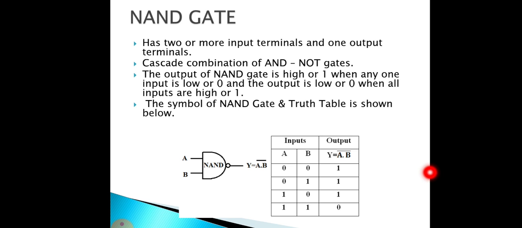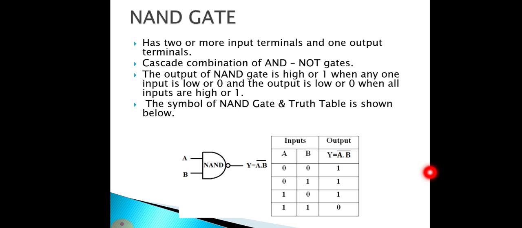The symbol of a two-input NAND gate is as shown in the figure, where the bubble on the output side represents inversion. The truth table of a two-input NAND gate is as shown in the figure, which shows that the output is low if and only if both the inputs are high. For all other input combinations, the output voltage will be high. The NAND gate is also called a universal gate because we can construct AND or NOT gates using only NAND gates. That's why it is called a universal gate. Their Boolean expression is Y is equal to complement of A into B.